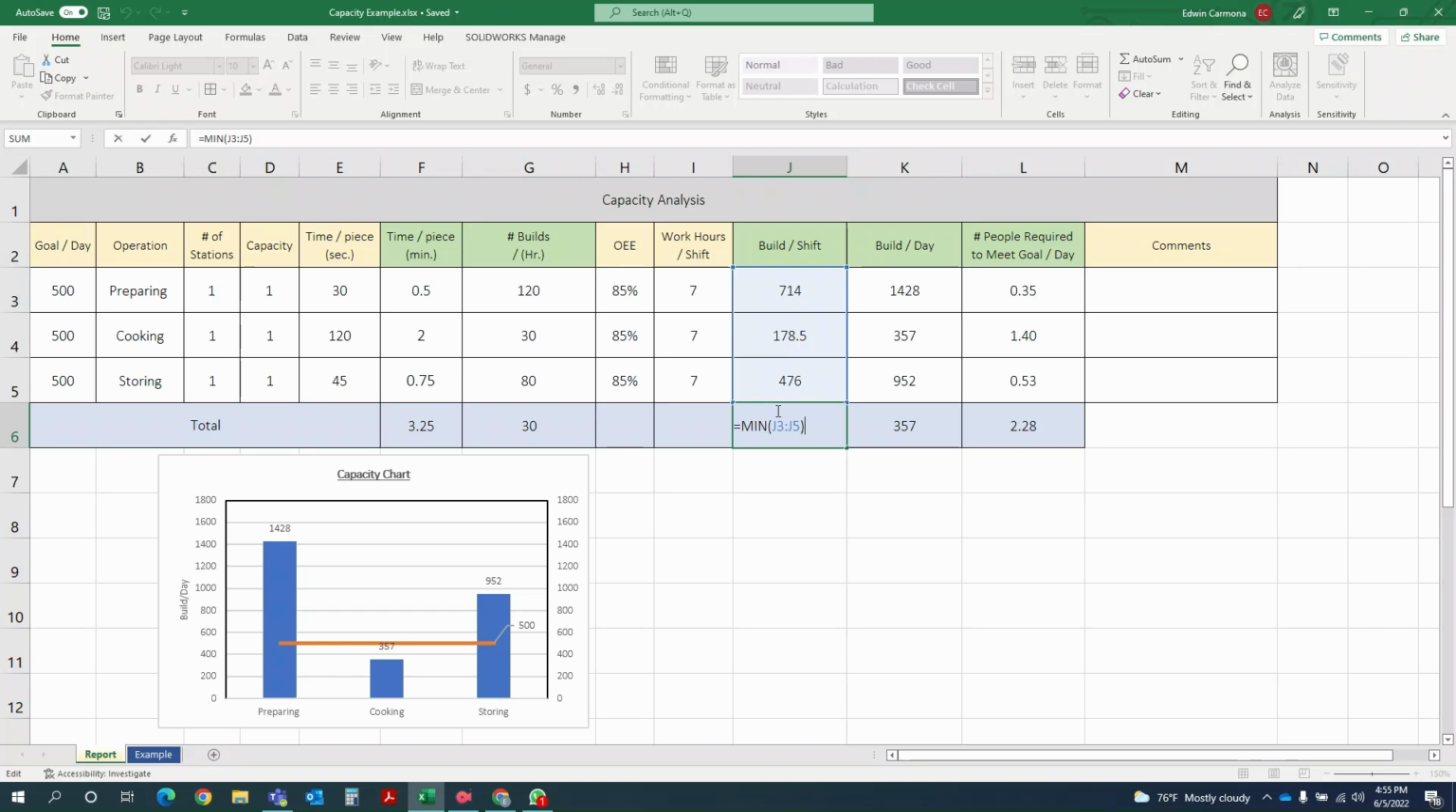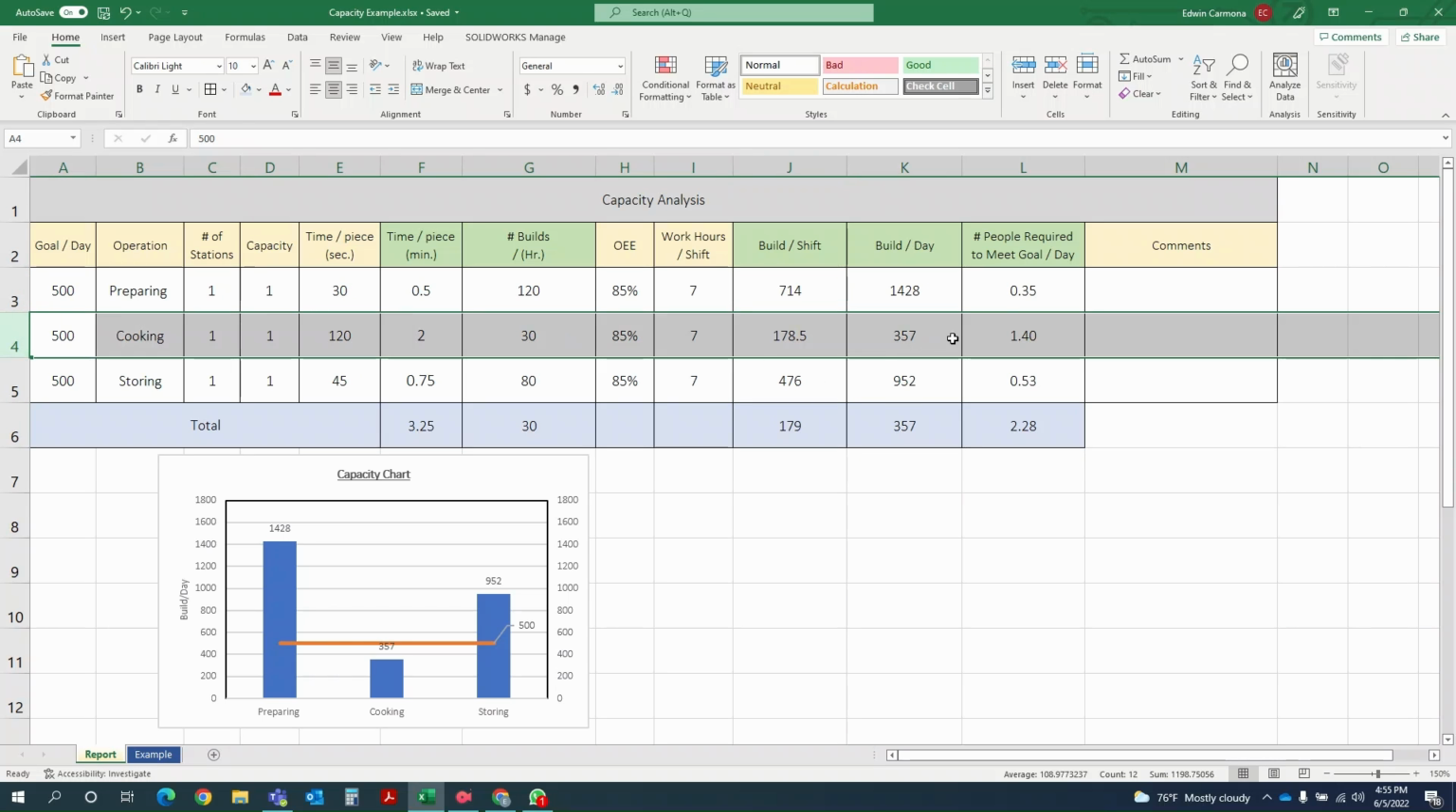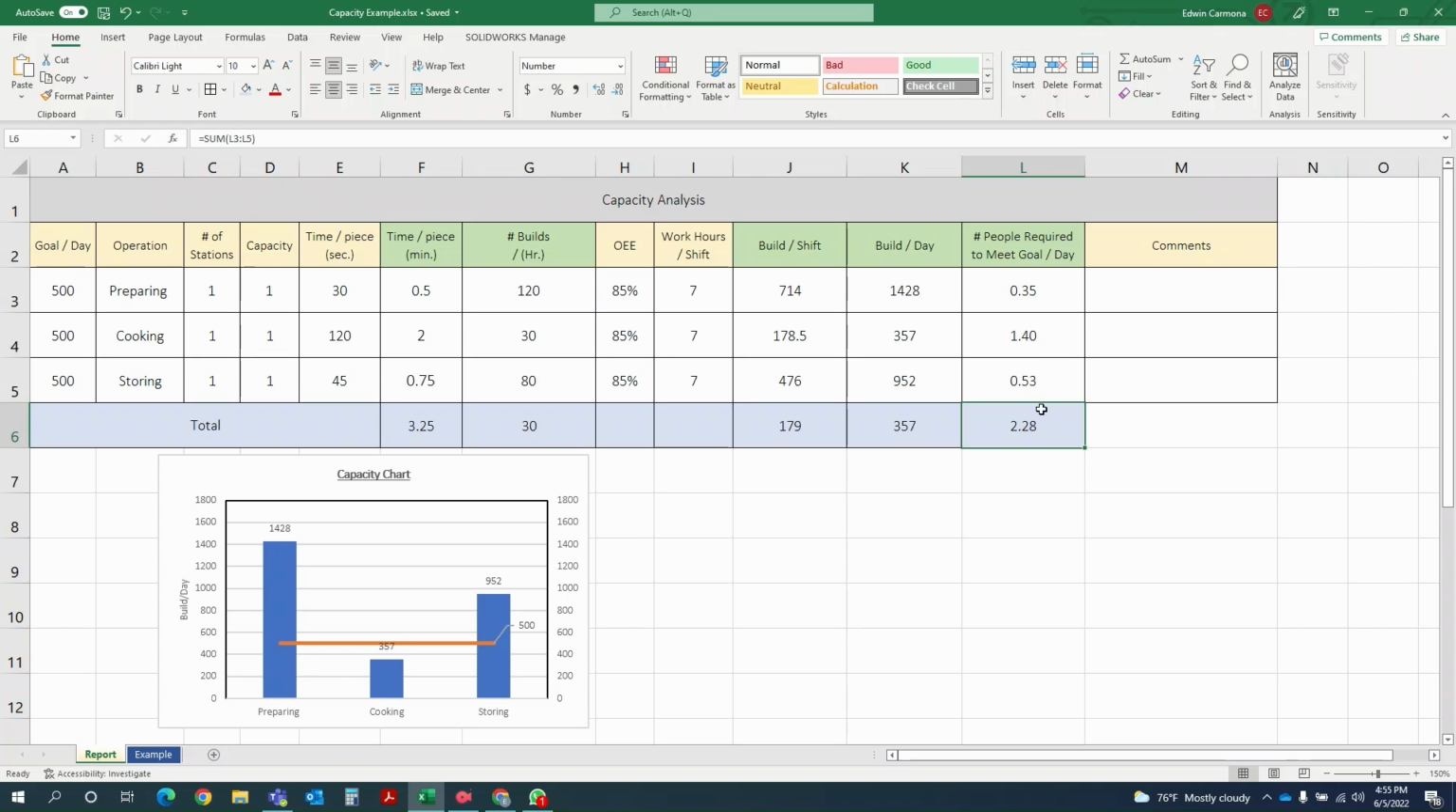Same thing here, I put it as a minimum, because just because you can build 714 here doesn't mean that this will be able to keep up with that amount. So having 2 or 3 people, they could spend a third of their shift here, majority of their shift here, and then the remainder of their time just storing things away. So essentially the minimum that they can build per day, the bare minimum here, is 357. So this is essentially one way to see this.